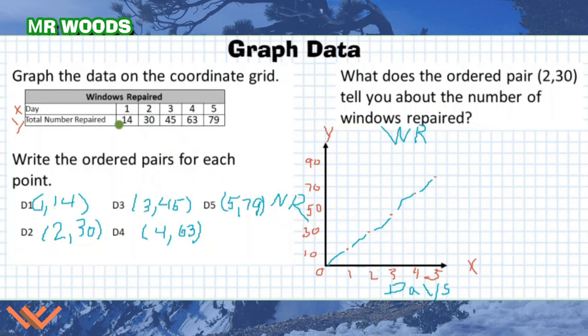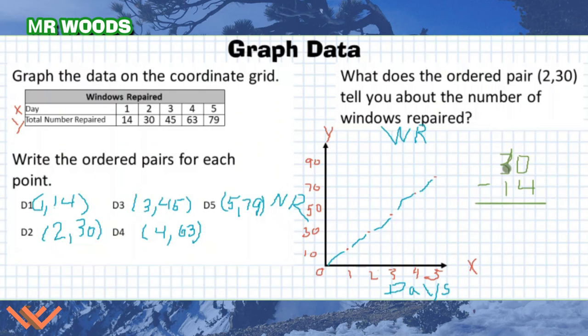So (2, 30), that's the total number, right? But wait, were there 30 windows repaired on the second day? No, let's find out how many windows were repaired. So we can look at the data. So we have 30 windows, that's the total repaired on day two. And we're going to subtract day one windows, which is 14.